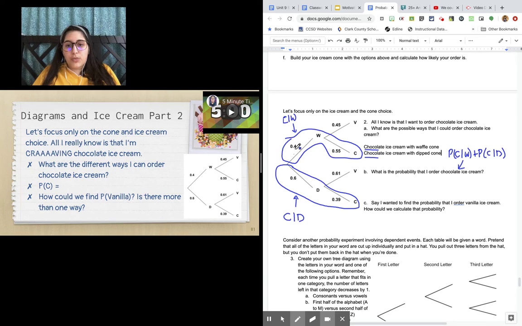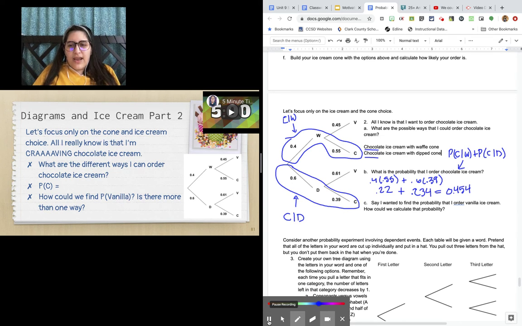So let's figure out what those two probabilities are by doing some multiplying. So I have 0.4 times 0.55. And then I need to add, so that's the first path, and then I need to add 0.6 times 0.39. Okay, so I'm going to give you a second, pause the video, see if you can figure out what that probability is. All right, so I finished working that probability problem out, did some multiplying and adding, and I got 0.454. So I'm hoping that you got the same thing, okay?